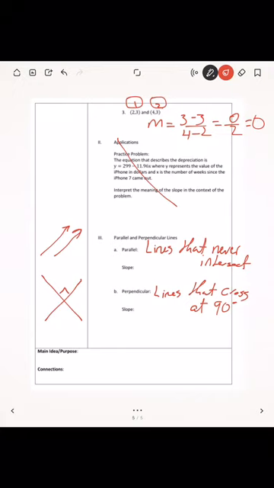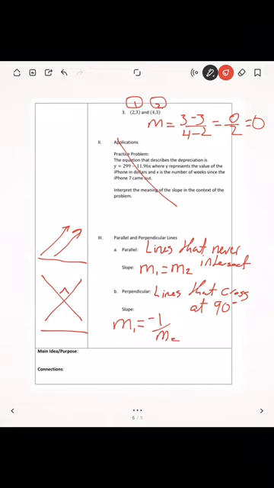Now, what's unique about this are the slopes of these lines. If two lines are parallel, then their slopes are the exact same number. The slope of line 1 is the same thing as the slope of line 2. That's it. They are the exact same. Now, if they're perpendicular, it's going to be a little different. If you have two perpendicular lines, the slope of one is the negative reciprocal of the other.